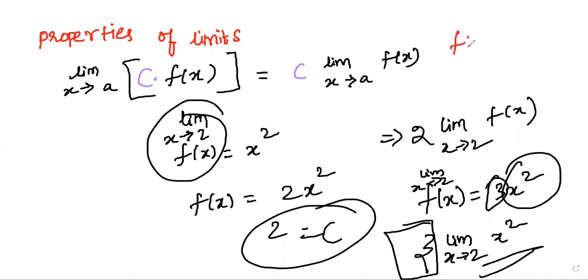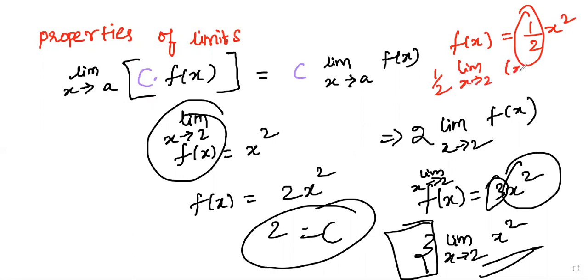Please note down all the examples. Maybe I can have functions like 1 by 2 into x squared. This is also a constant. 1 by 2 is also a constant. I can take it outside and I can substitute the limit. I'm just using 2 here. You can use any value.